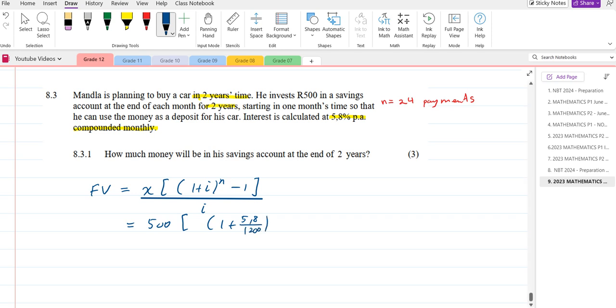1 plus 5.8 over 1200, to the power 24, minus 1, divided by 5.8 over 1200, because that's my interest rate. Why over 1200? Because it's compounded monthly. Make sure that your payments are in months and your interest rate is also in months. Divided by 5.8 over 1200.